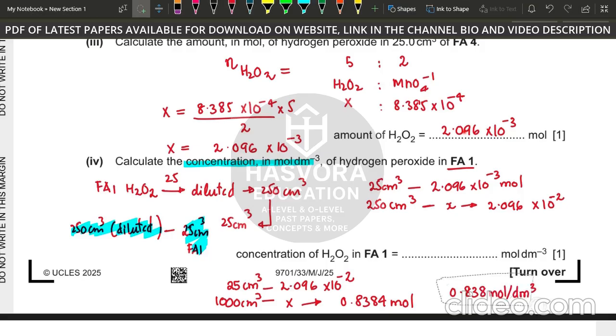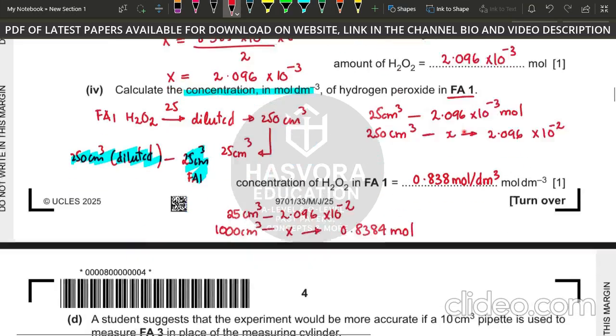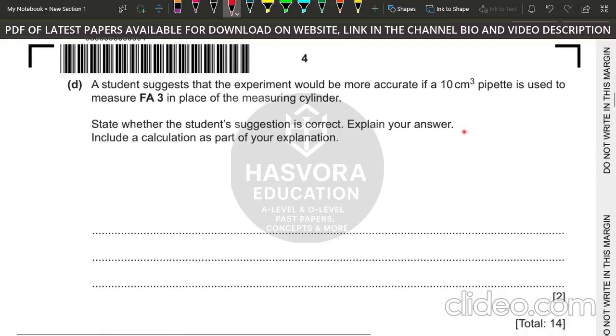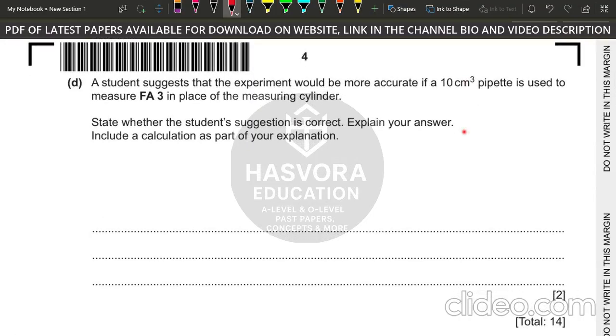So this will be your answer, and this is the part in which most students get confused. But once you understand the logic, you can do any question related to this. Let's move on to the D part. A student suggests that the experiment would be more accurate if a 10 cm³ pipette is used to measure Fa3 in place of a measuring cylinder.